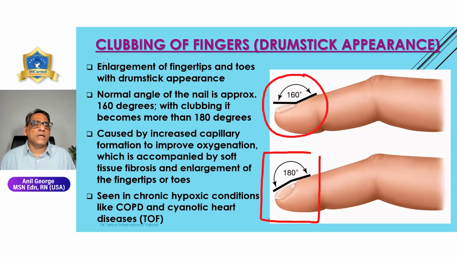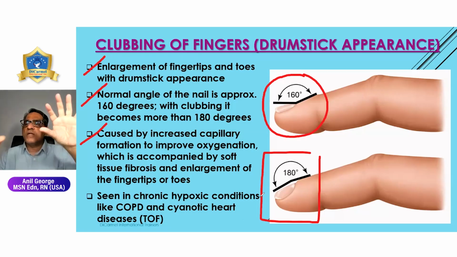So again, that's what it says here. Enlargement of fingertips and toes with the drumstick appearance. The normal angle of the nail is approximately 160 degrees. With clubbing, it can become more than 180, as we saw. And it's caused by increased capillary formation to improve oxygenation, which is accompanied by soft tissue fibrosis. Again, this happens when someone has chronic hypoxia.